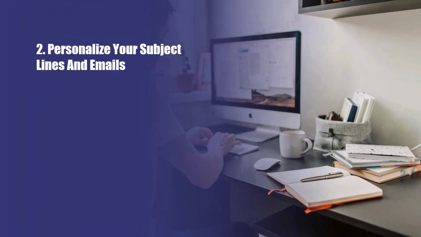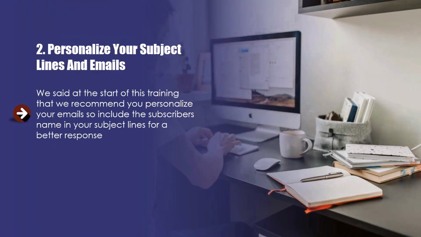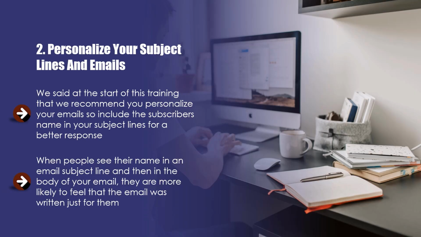2. Personalize your subject lines in emails. We said at the start of this training that we recommend you personalize your emails, so include the subscriber's name in your subject lines for a better response. There have been several studies in this area that prove using a person's name tends to elicit the best response. When people see their name in an email subject line and then in the body of your email, they are more likely to feel that the email was written just for them. If you have thousands of subscribers, which is where we want you to be, then it is impossible for you to actually write personalized emails for everyone. Using their name at least twice is the best you can do here.